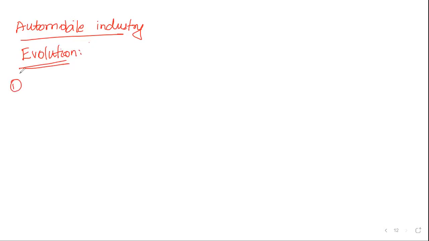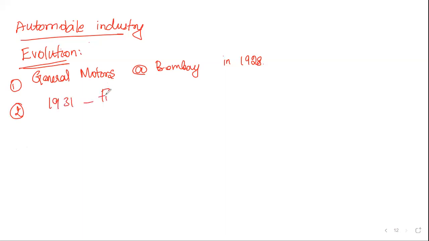The very first factory in terms of manufacturing automobiles came up with General Motors. General Motors set up their factory first of all at Bombay in the year 1928. But what you need to know is that after that, in the year 1931, Ford set up their unit at Chennai. What you need to remember in these two examples is that both these companies indulged only in assembling the cars and the trucks.